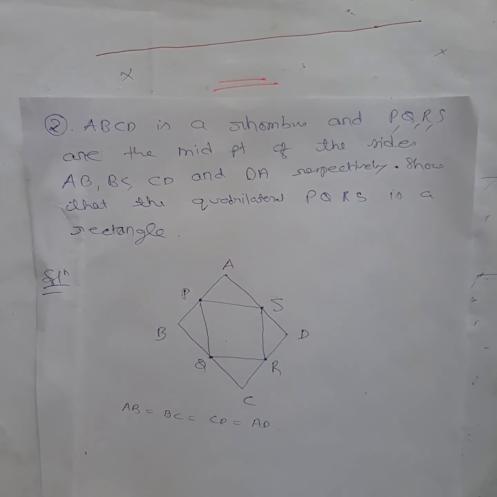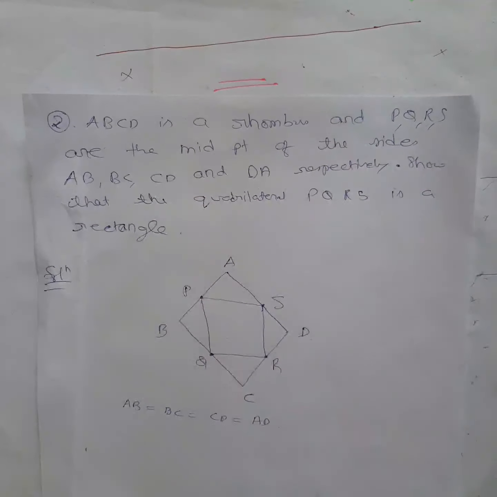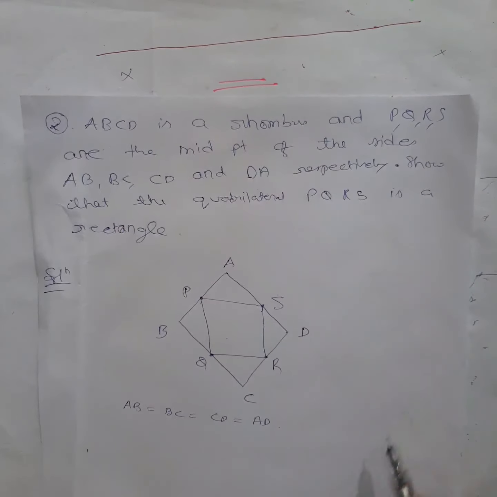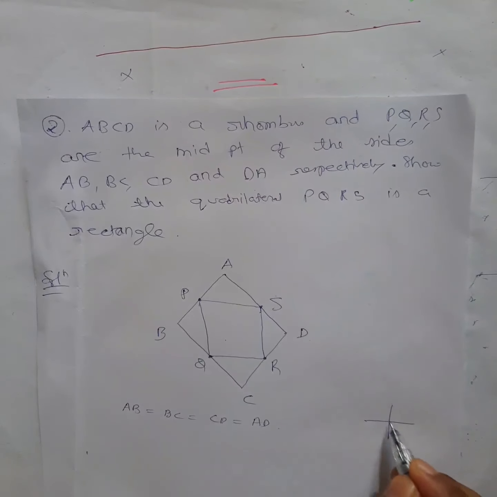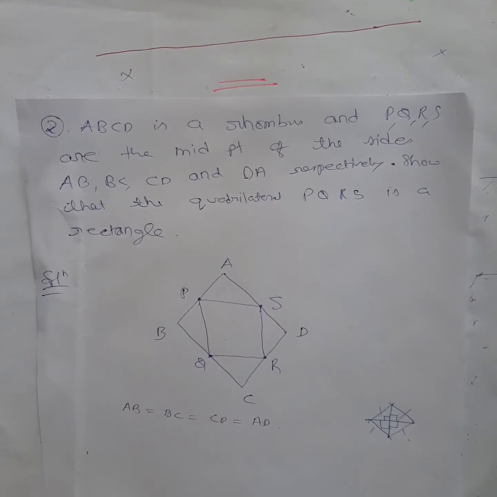Okay, students, so next is question number 2. It says ABCD is a rhombus. So they have given a rhombus. Now what is a rhombus? All sides are the same. What are the properties you know? The diagonals bisect each other at 90 degrees. You know that, right? So these are the properties of a rhombus we know.